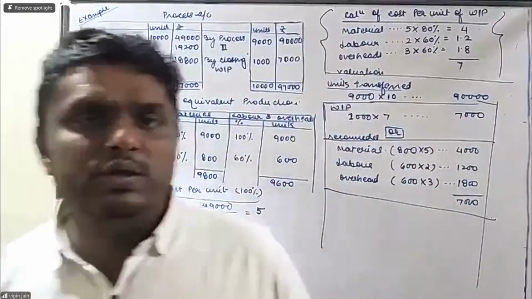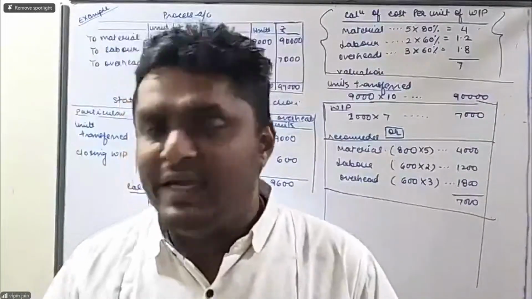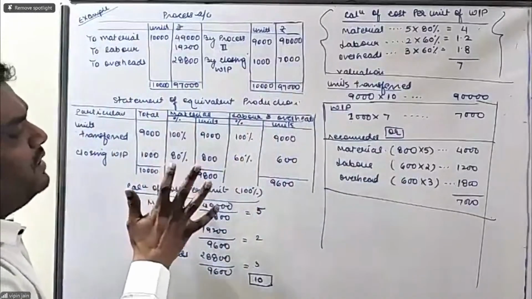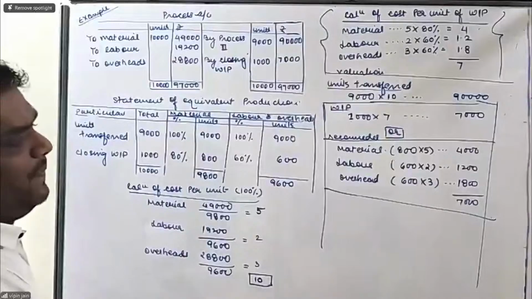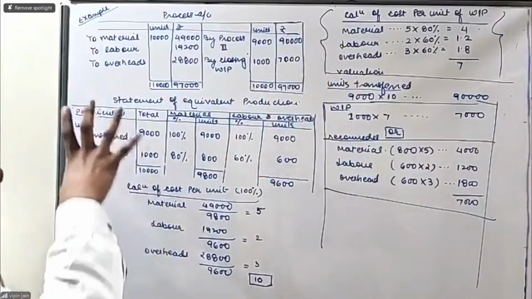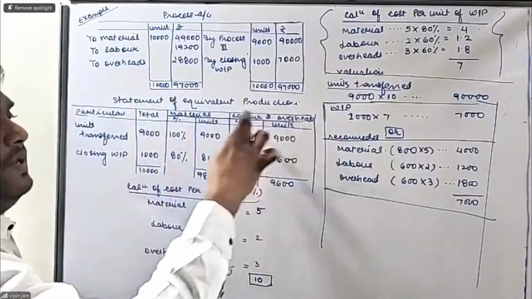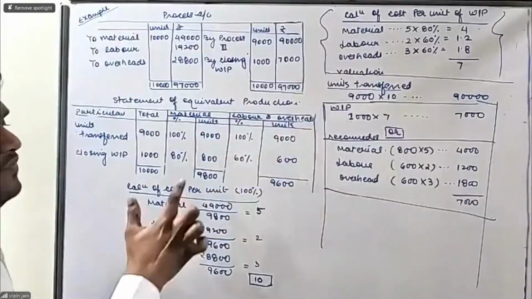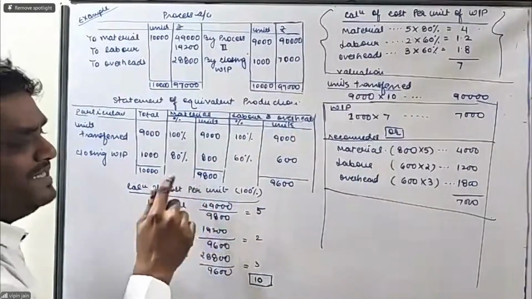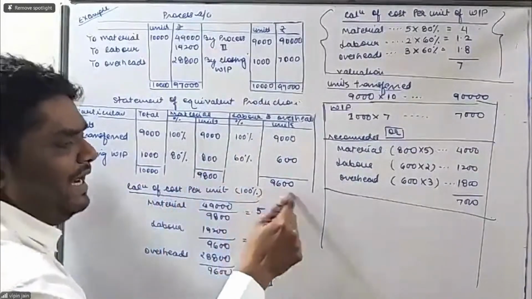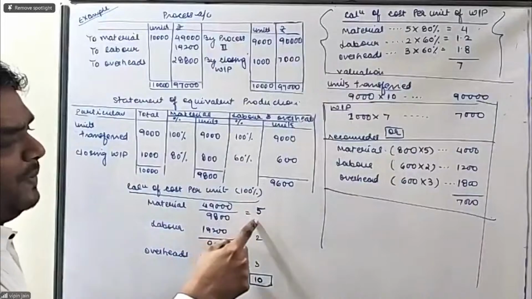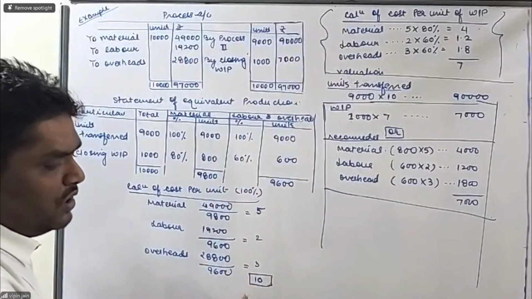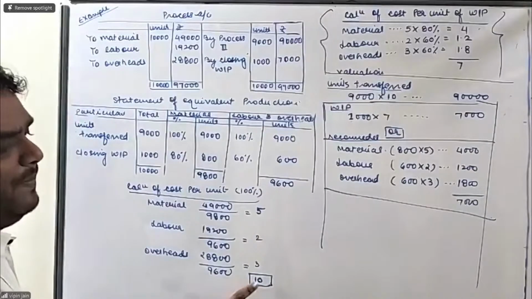If you guys have any doubts or queries in this part, you can please post. Again, it's a very simple way to solve the question. Herein, the percentage of completion of material and overheads are given separately. That's why I had to prepare this statement: particulars, total, material, labor and overhead, and the percentage of completion in units. So we have calculated the equivalent number of units separately for material, labor and overheads. For material, the cost per unit will be 5. For labor and overheads, the cost per unit will be 2 and 3. So the cost of units that are 100% complete will be 10.